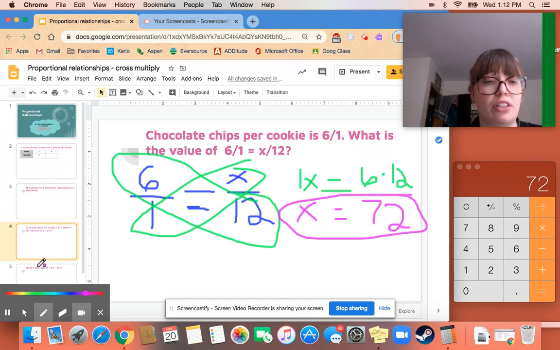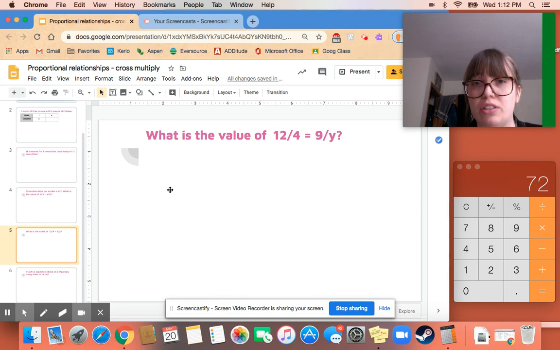Nice. I like that ratio. I like lots of chocolate chips in my chocolate chip cookies. All right, let's do the next one. We only have 2 more here, so stay with me.